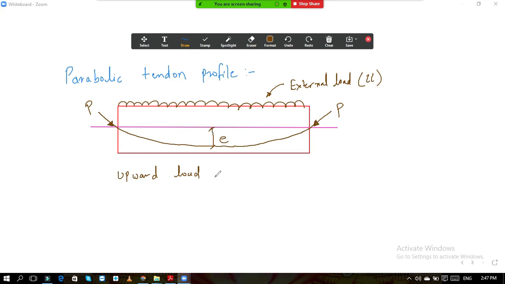So directly I will give you the formula. It is in the syllabus, the derivation is not there. So it is given as Wu is equal to 8PE divided by L square. 8PE divided by L square.